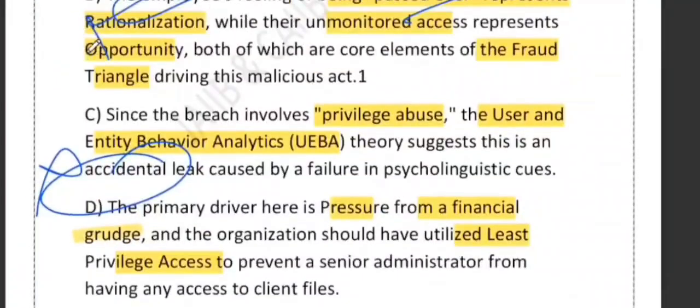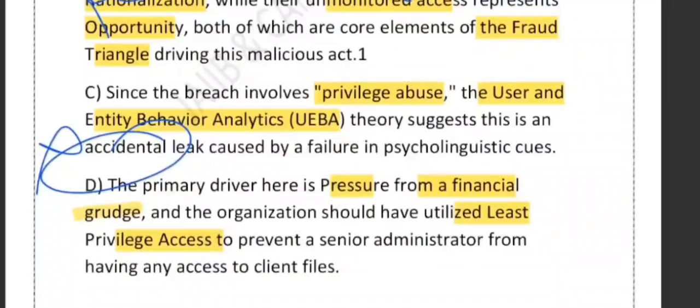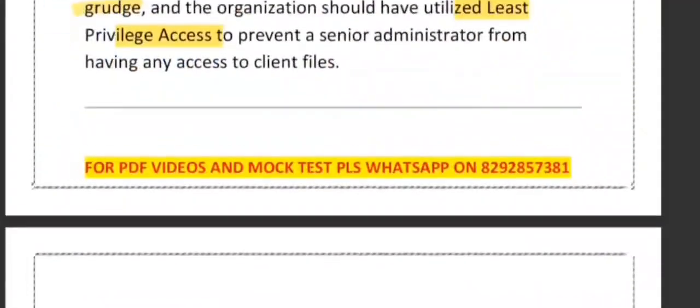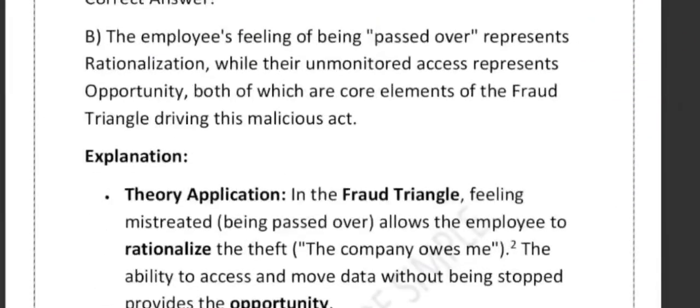How to detect? UEBA, that is user and entity behavior analytics, helps you detect it. So a malicious insider is a kind of fraud triangle case, and UEBA helps you detect it. For mitigation, you should monitor and you should have least privilege access. This is how you mitigate it. So the correct answer to this question is option B.